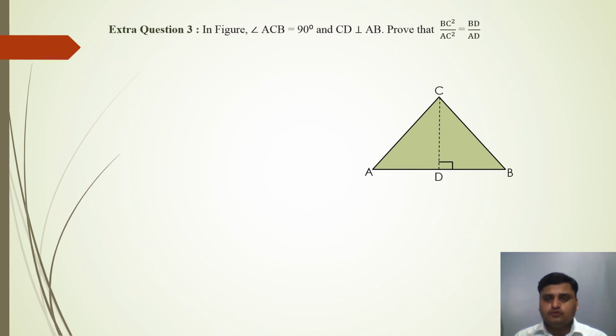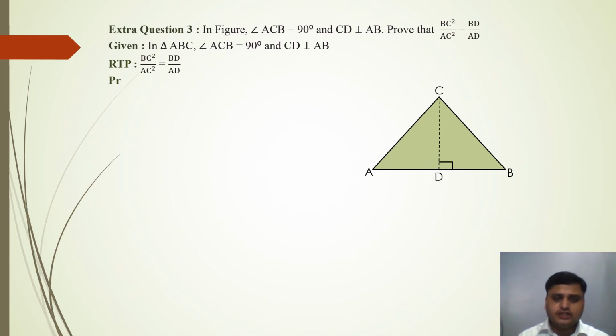We need to prove BC square by AC square is equal to BD by AD. So given will be same, but in RTP we will write BC square by AC square is equal to BD by AD. Let's begin the proof. We will use the concept of similarity here. We will take triangle ACB and triangle ADC, and we are going to prove these two triangles similar.